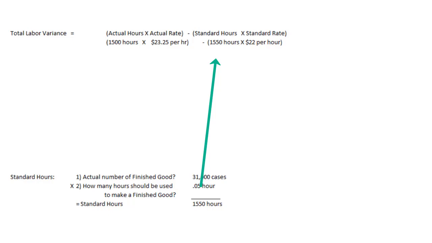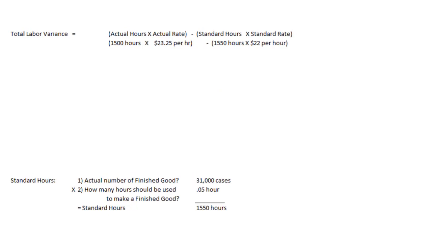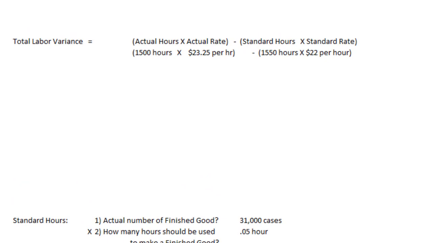We'll multiply that by the standard rate, which we came up with earlier at $22 per hour as our standard rate for employees. So when we multiply this out, we get our actual side at $34,875 and our standard or expected side to be $34,100. So the variance is $775.